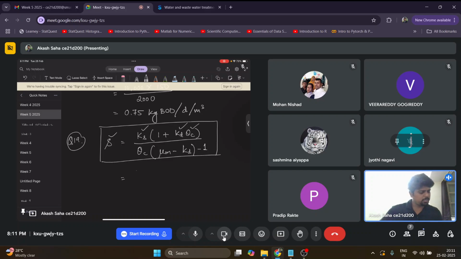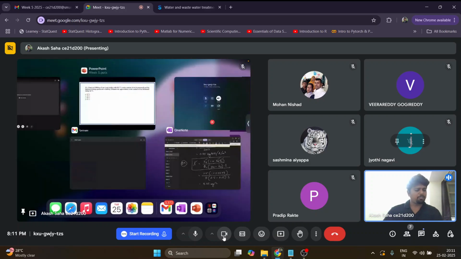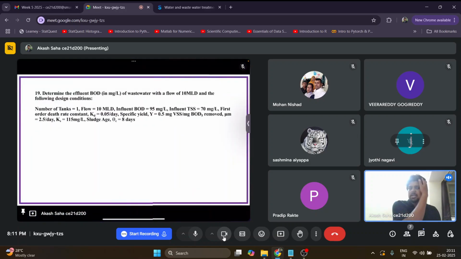So if you see this equation, this is 115 into 1 plus 0.05 into 8, divided by 8 into 2.5 minus 0.05, minus 1. So S will come as 8.65 milligram per liter. Very direct. And I don't think you have to learn any derivations by heart. If you know the formula, that is more than enough.